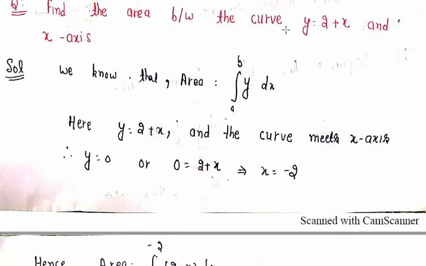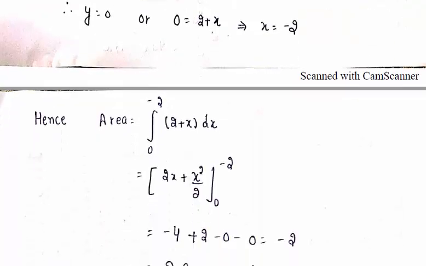We want to find the area between the curve y equals 2 plus x and the x-axis. On the x-axis the value of y is 0, so we find the value of x is minus 2. So our area is, because we want to find it between the x-axis, from 0 to minus 2, the integral of (2 plus x) dx. Now we solve this integration, and after solving it we put in the limits.